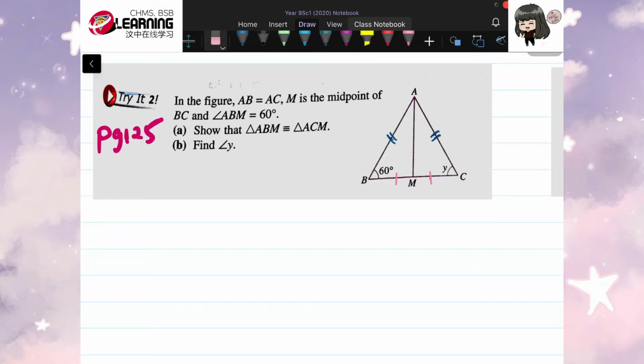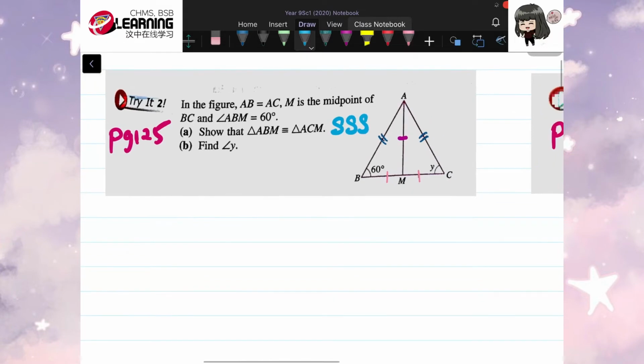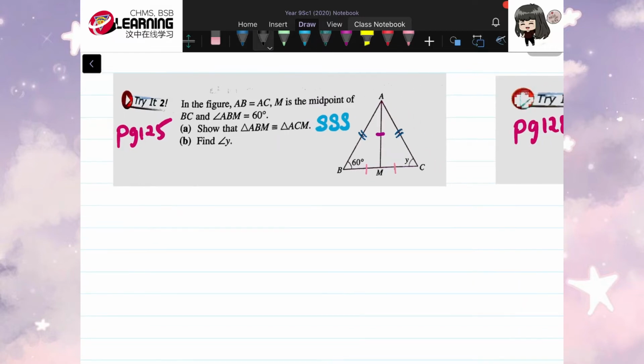And there's one more thing that is the same, which is very obvious, and yet you might not see it, which is this AM. You see, they are sharing the same side. If they are sharing the same side, it means that they have the same side, right? So they have the same side AM for both of the triangles. So we have 3 given sides that are the same. So this one we use SSS. But to show that, we need to mention all the 3 sides. I hope you guys follow me.